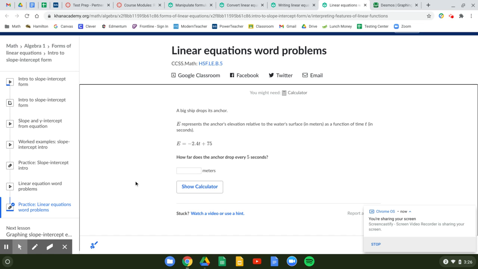Hey everybody. So I'm going to be walking you through some of the Khan Academy sections that we will be looking at this chapter. So first off, we have linear equation word problems.